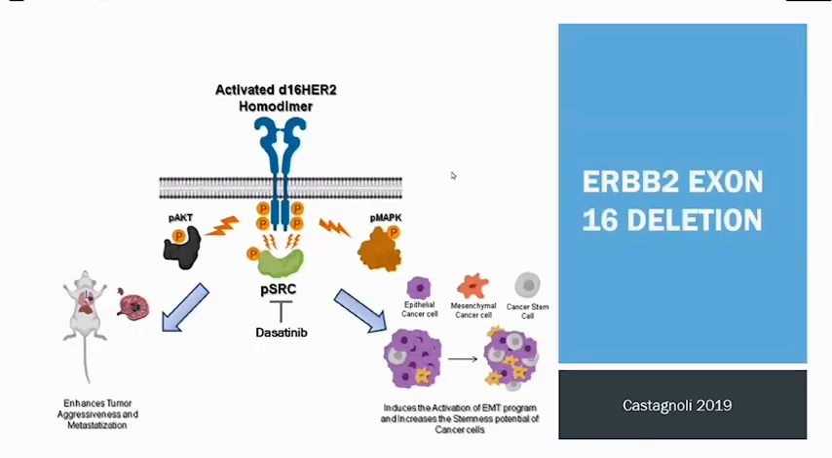So exon 16 deletion has been documented biochemically as well as clinically before, and it leads to an activated HER2 homodimer. How it happens is that because exon 16 is a juxtamembrane domain, its loss leads to a conformational change that leaves unpaired disulfide bonds, which try to stabilize by forming a homodimer and activating HER2 itself. And there is activation of downstream signaling. This downstream signaling involves SRC kinase, which can be inhibited by dasatinib.